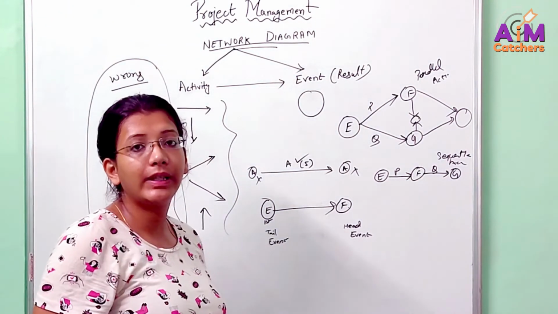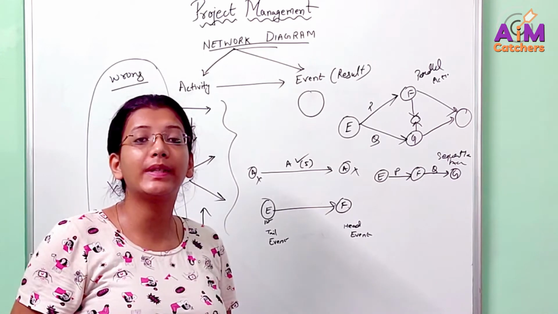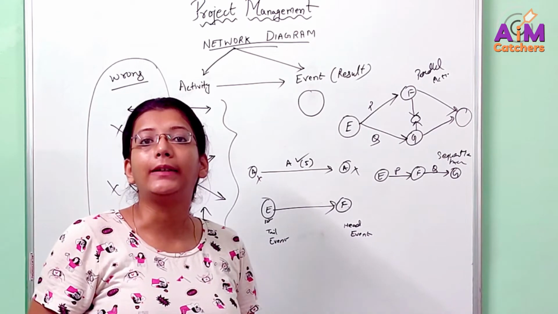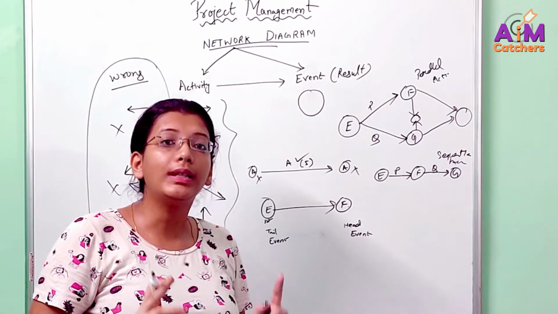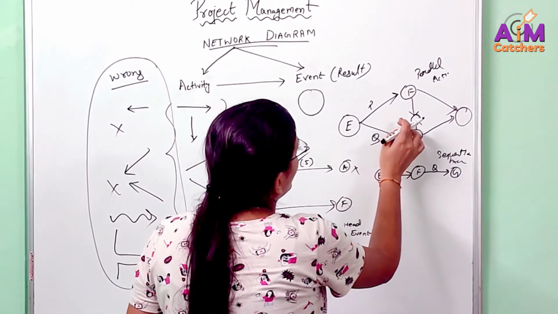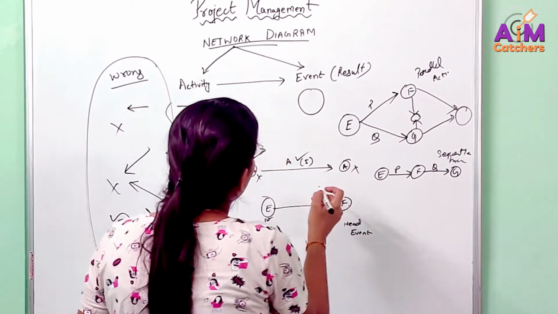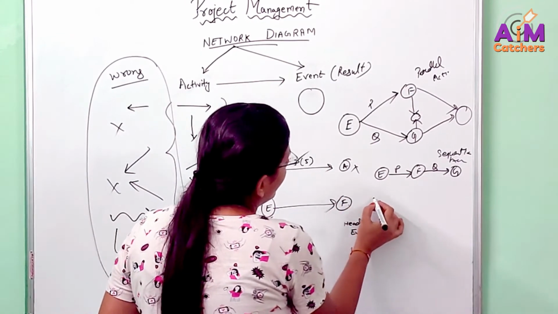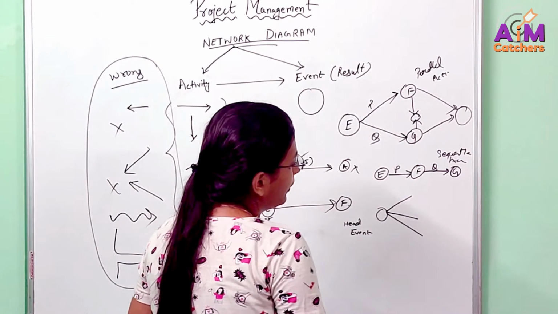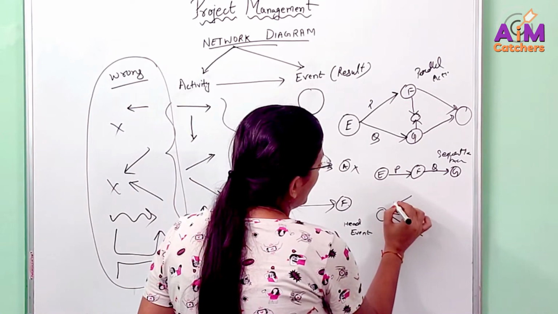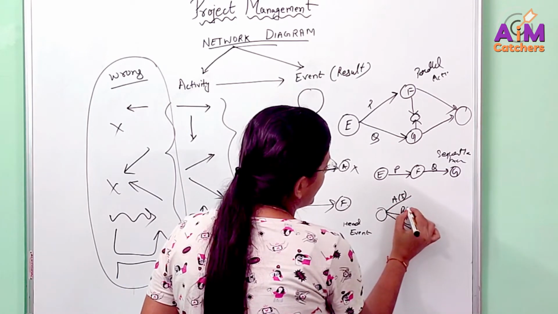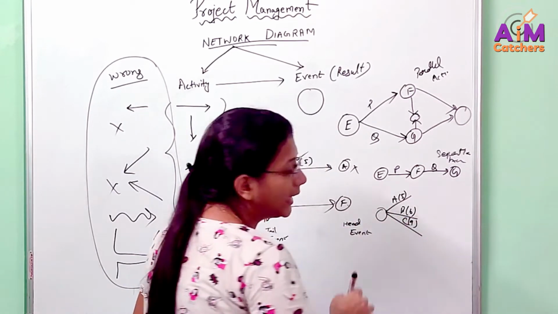A succeeding activity can start only when all its preceding activities get completed. Let me repeat it. A succeeding activity will start only when all its preceding activities are completed. See, in this example, we have one activity coming from here, three activities coming here, okay? So these are activities A, B, C. Suppose A takes 5 hours, B takes 6 hours and C takes 9 hours.